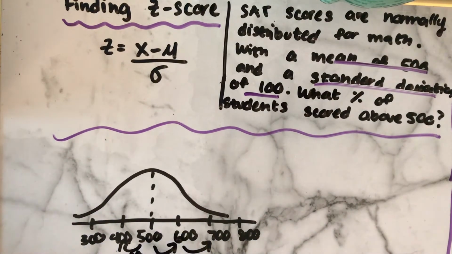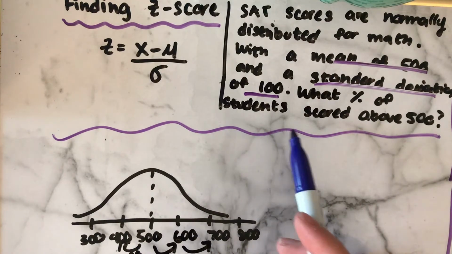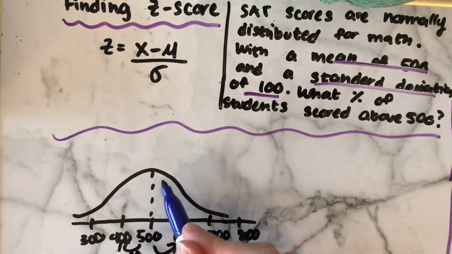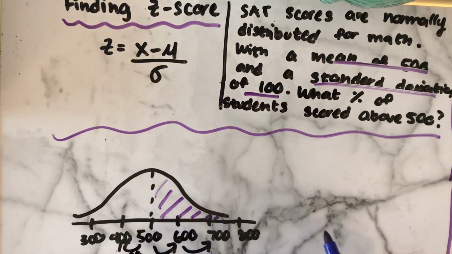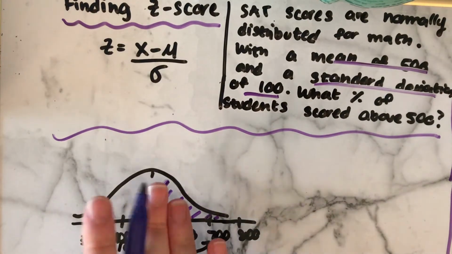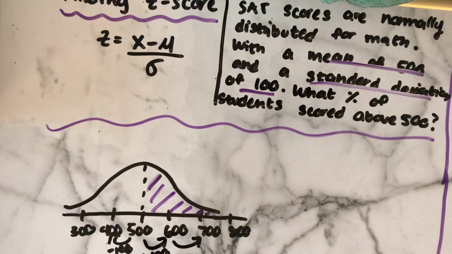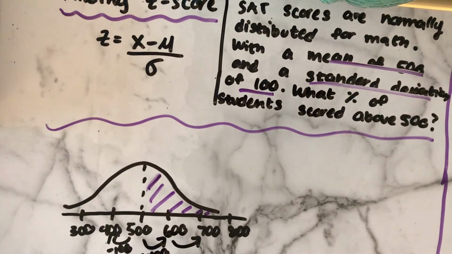So what percent are they asking for? They want to know the percent of students that scored above 500. So they want to know students above 500. They want to know what this section is equal to. There are two ways of doing that, and we're going to go over both of them. The first way is to use your z-score in your z-table.